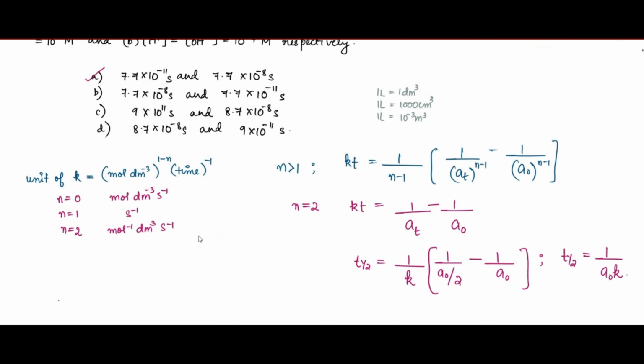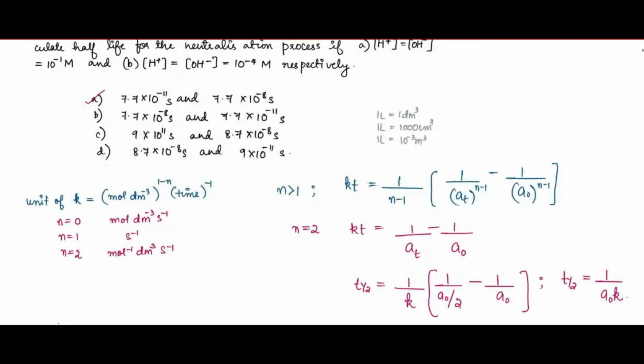Right? Now, just for the sake of clarification and verification, let us also do B. We'll check if we are getting 7.7 into 10 to the power minus 8. Let's see. What have they said? In B you have to put the initial concentration as 10 to the power minus 4. Yes. Right?